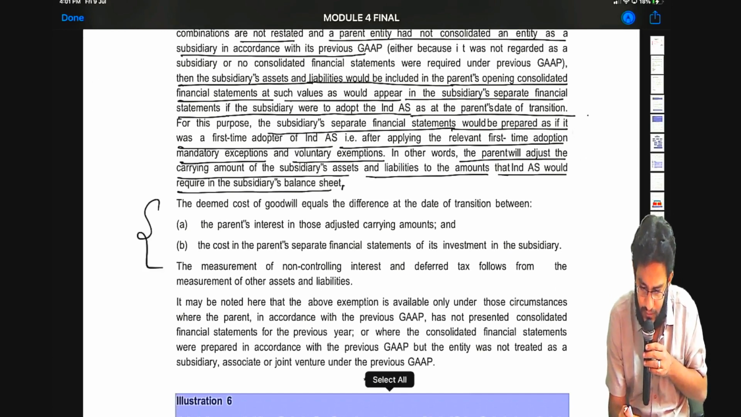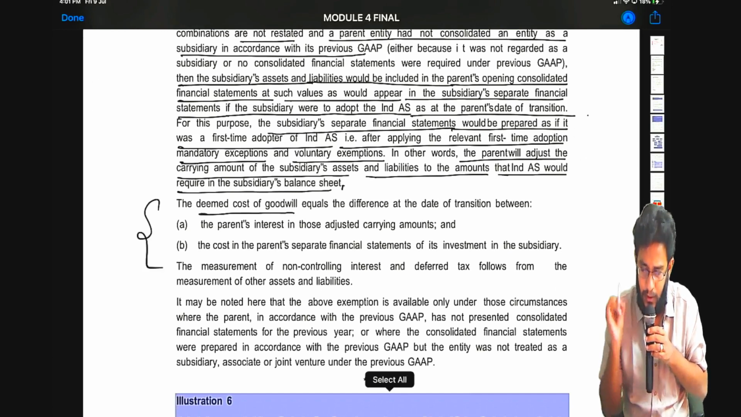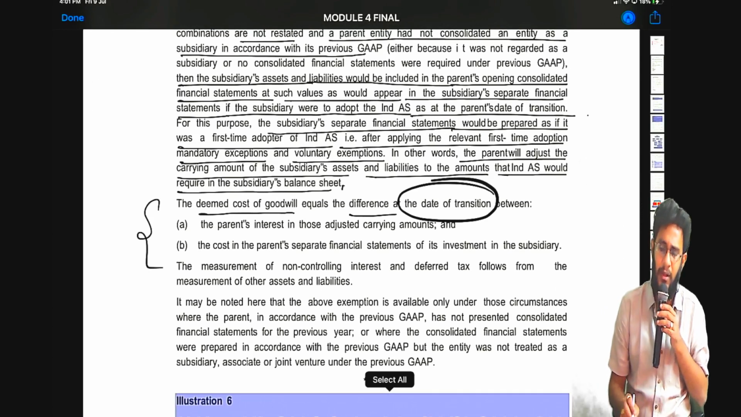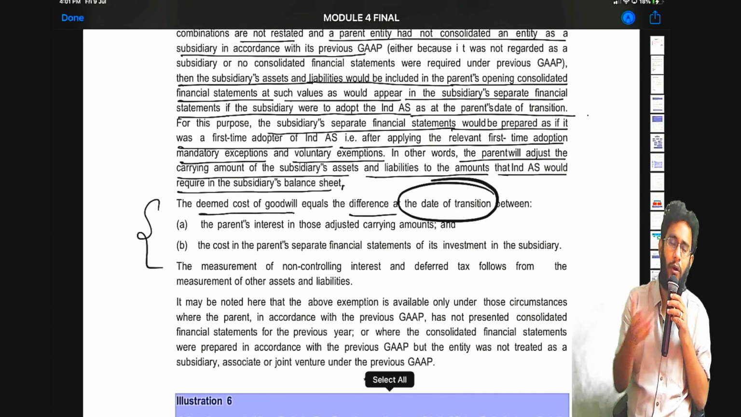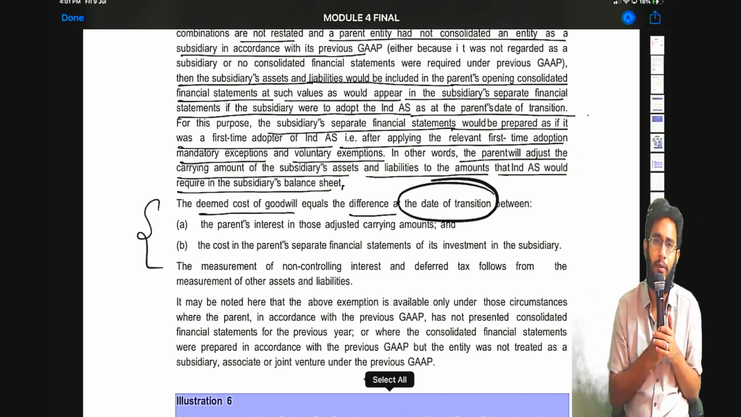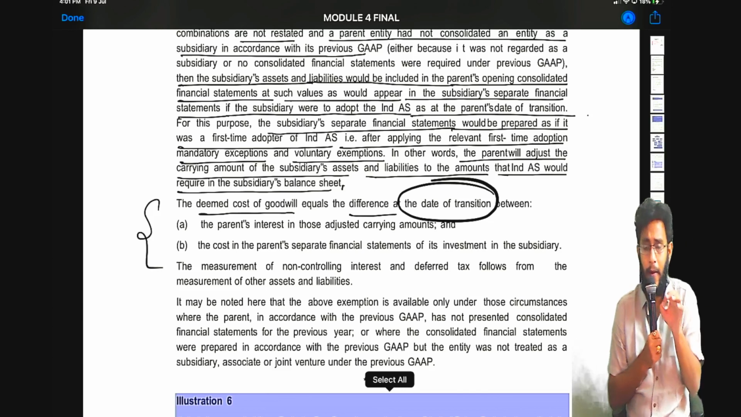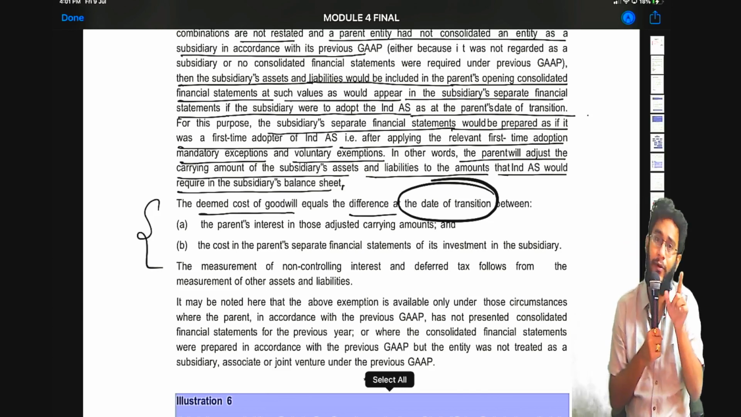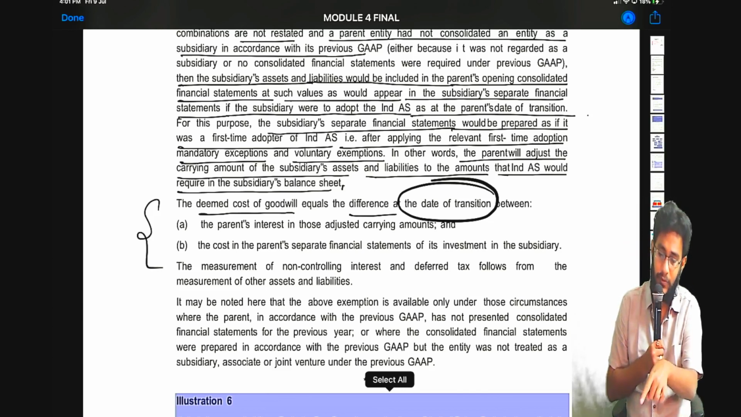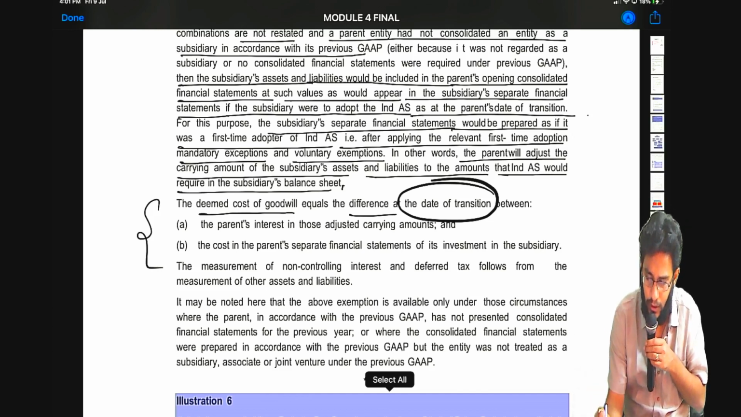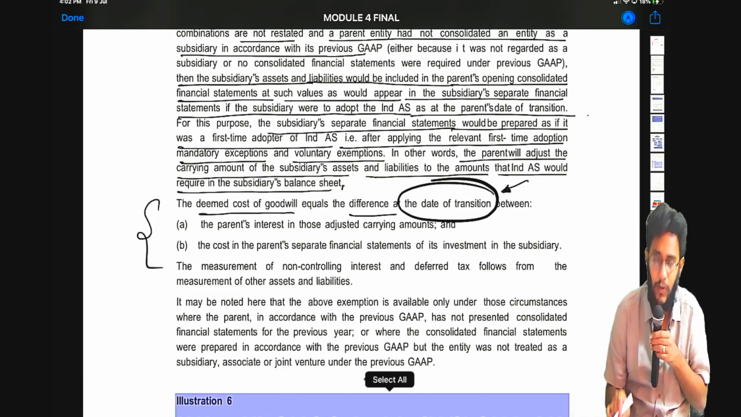Look at this. The deemed cost of goodwill equals the difference at the date of transition. See how to compute goodwill, that we have already learned while doing Ind AS 110 or Ind AS 103 and all. Normally goodwill, when will you compute? On acquisition date you will compute, correct? But you see here, they are telling you the procedure is the same, but when are you doing it? On the date of transition you are doing.